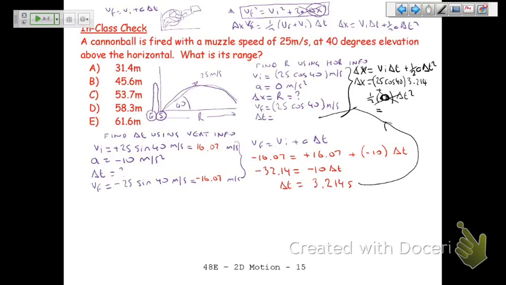So I take my 25 cosine 40 and I multiply it by 3.214, and I'm getting 61.55, 61.6. There's my answer. It's positive, meaning it's going to the right, which is where I drew my diagram.